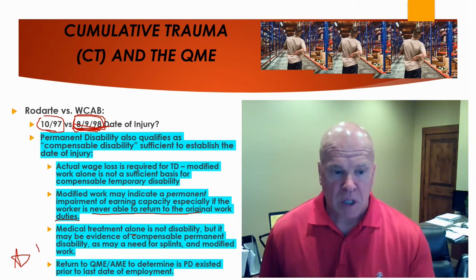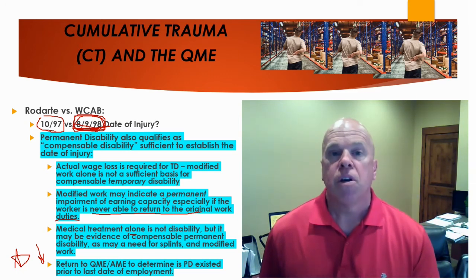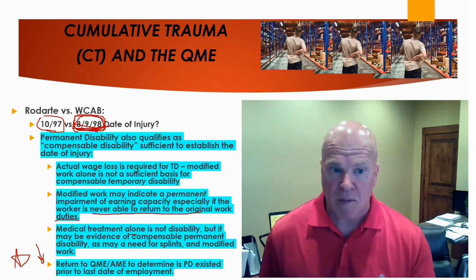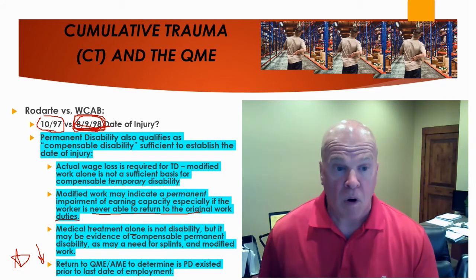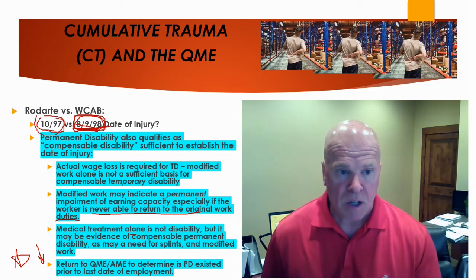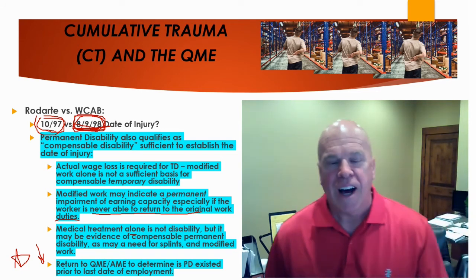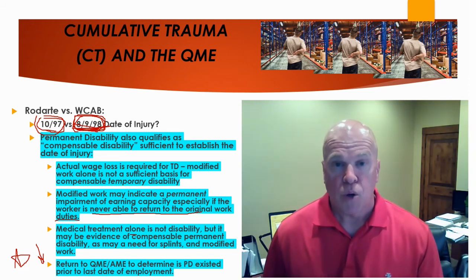So the WCAB here provided some hope for the insurer in place at this point in time that perhaps it could be demonstrated that compensable permanent disability existed even prior to this, in which case the liability for benefits would fall either wholly or partially on the employer in place at the time when she first gained the knowledge that her symptoms were due to the workplace duties.